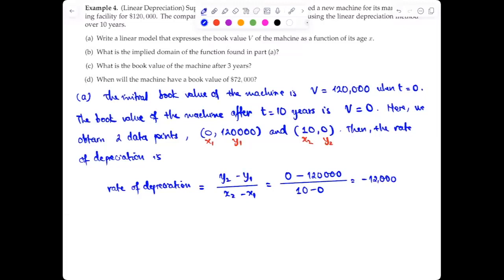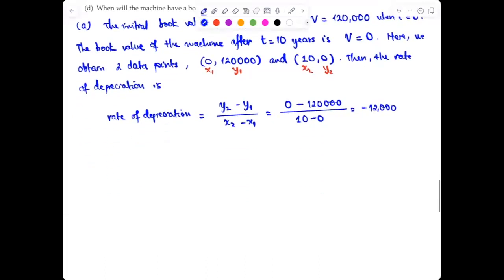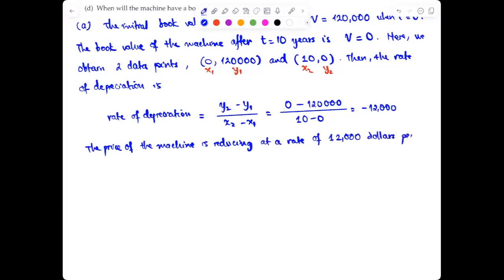So from here, you can write the conclusion that the price of the machine is reducing at a rate of $12,000 per year.